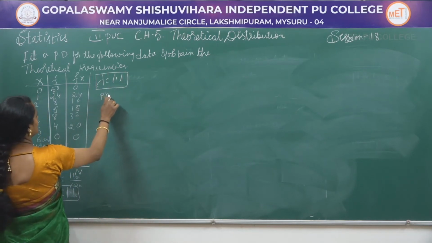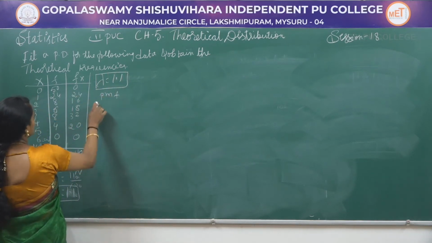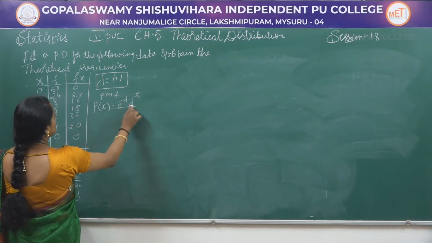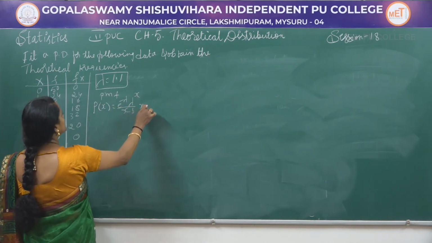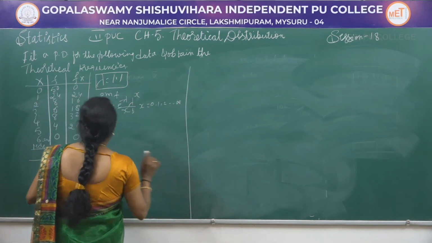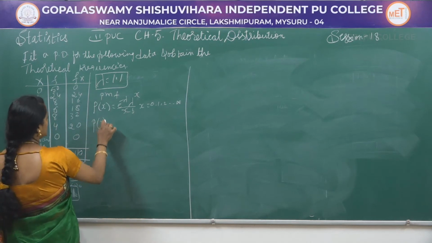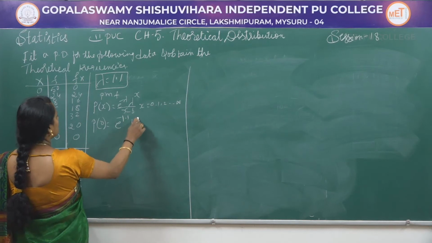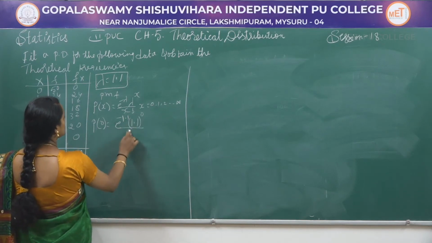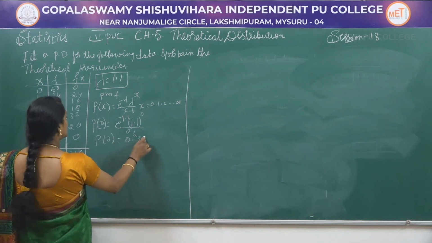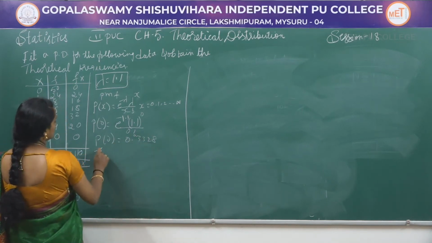Next, write down the PMF. It is P of x equals e power minus lambda, lambda power x by x factorial. X can take the value 0, 1, 2, etc. up to infinity. Next, find out the first probability P0. It is e power minus 1.1, 1.1 to the power 0 by 0 factorial. So P0 is equal to 0.3328.